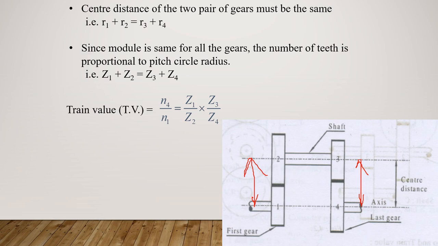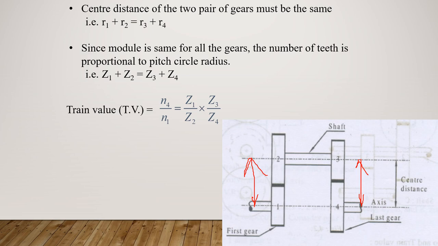So this R1 plus R2 equal to R3 plus R4 can be written in terms of number of teeth. That is, instead of R1, it is Z1, R2 Z2, R3 Z3, R4 Z4. So Z1 plus Z2 will be equal to Z3 plus Z4, since number of teeth will be proportional to pitch circle radius. So this proportionality will hold good only when you have gears with the same module.